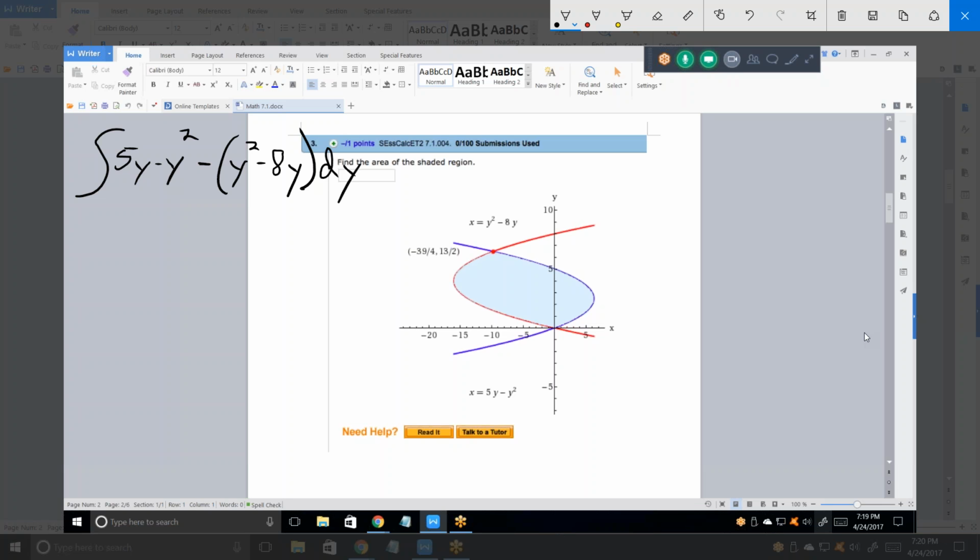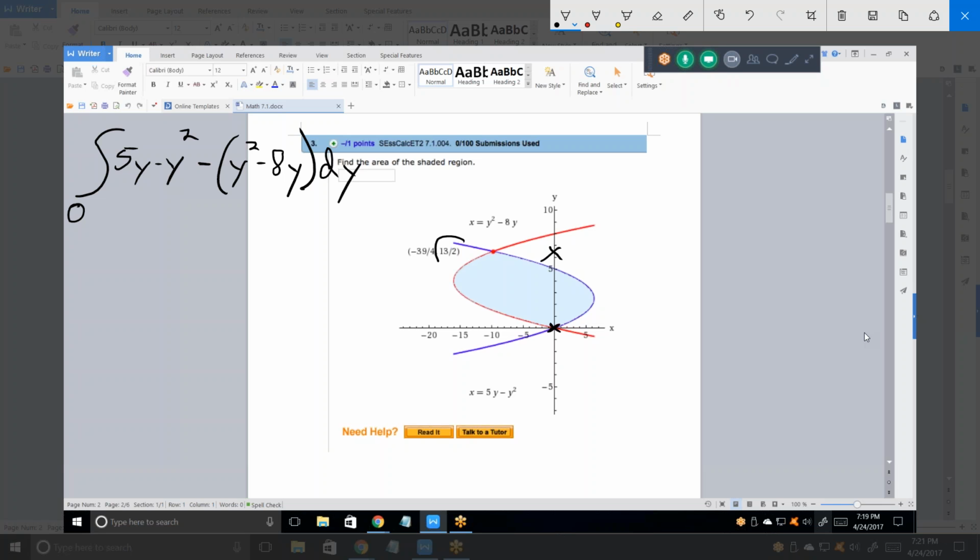What are my limits of integration going to be? 0, 5. Well, remember I'm going to integrate along the y-axis. So what's that y value right there? That's my upper limit of integration. Oh, 5.